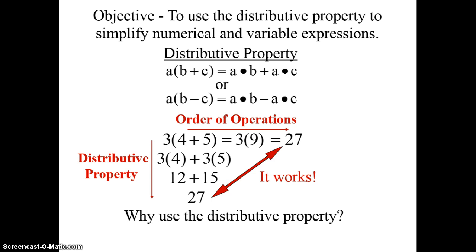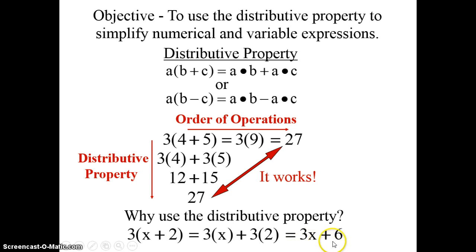Why would we use it? Well, if we have maybe a variable such as x and we don't know what number that is, we could simply multiply 3 with x and 3 with 2 and get a simplified answer of 3x plus 6, because we can multiply the 3 and the 2 to get 6.